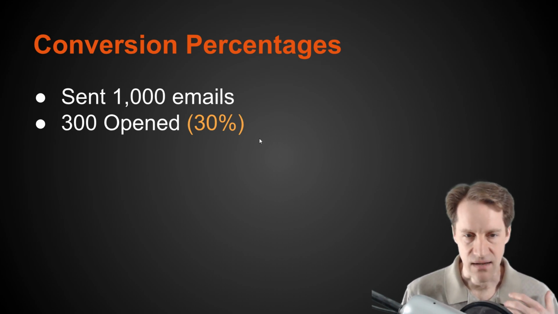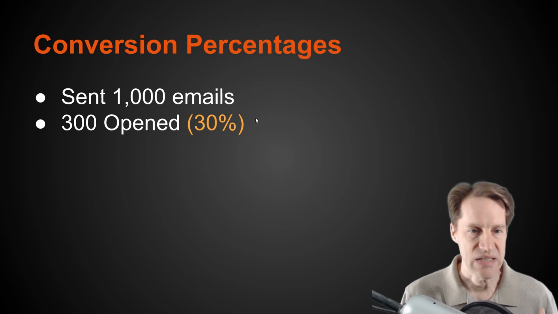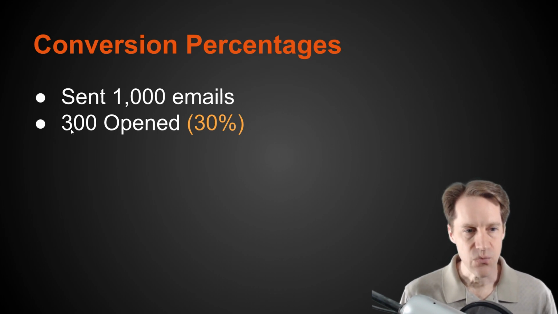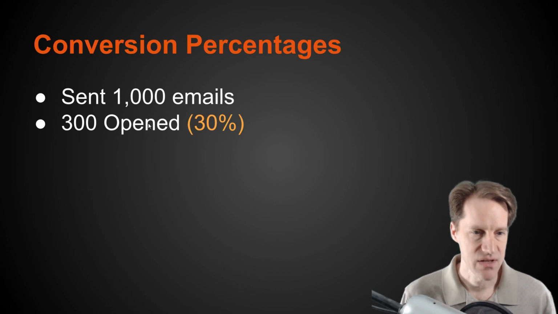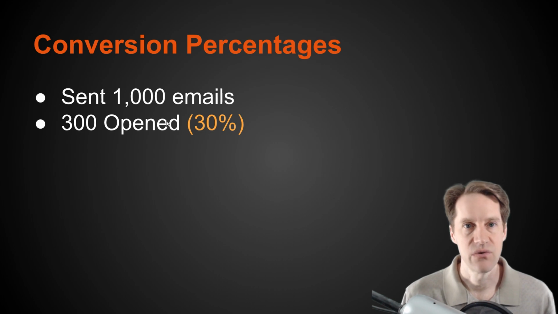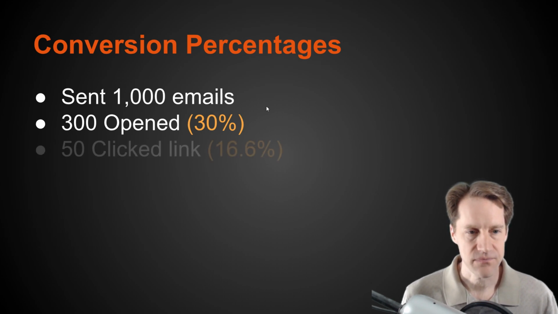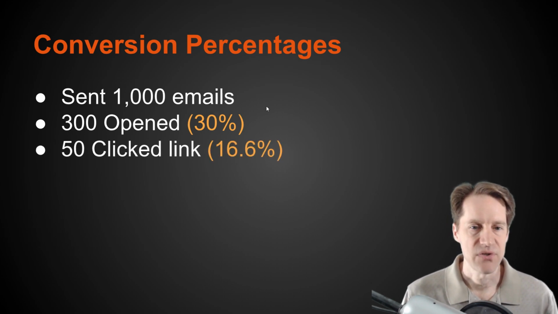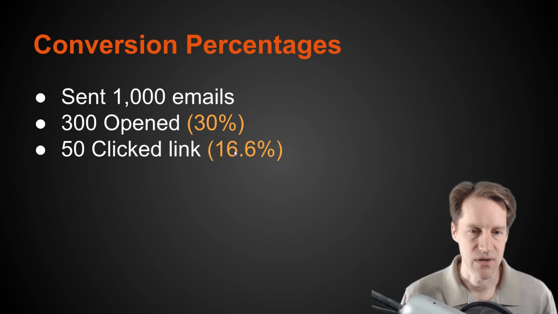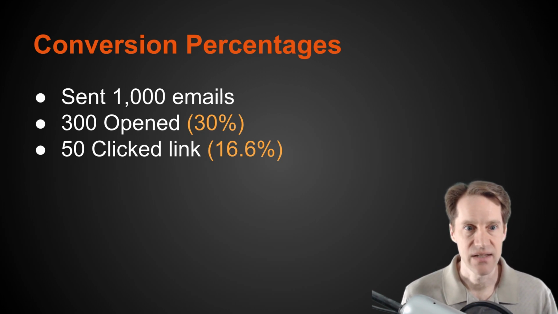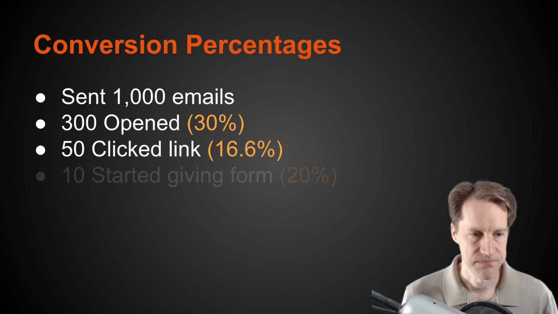So let's say again, this is an email solicitation, and you send out 1,000 emails. Well, from your tracking, usually from your email marketing metrics, it comes back that 300 are opened, or 30%. So you have a 30% conversion rate of people who open the email. Now, let's say out of that, maybe you have 50 people that click the link, which is about 16.6%, or rounded up to almost 17%, actually click that link to go to your page.